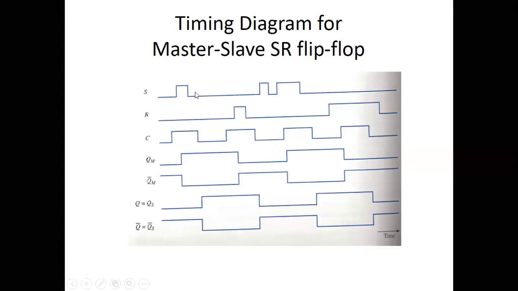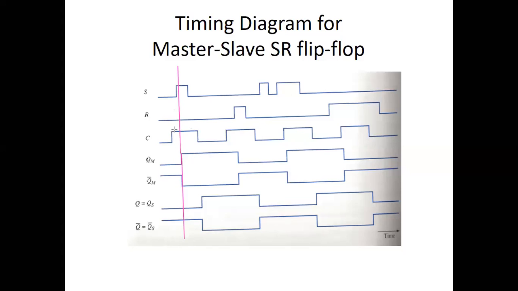Similarly, we have the timing diagram for master slave flip flop. In the similar way we have analyzed the timing diagram for JK flip flop, we can analyze the timing diagram for master slave flip flop. This is pulse triggered. Since it is pulse triggered, I will take the pulse triggering and show it with the delay.